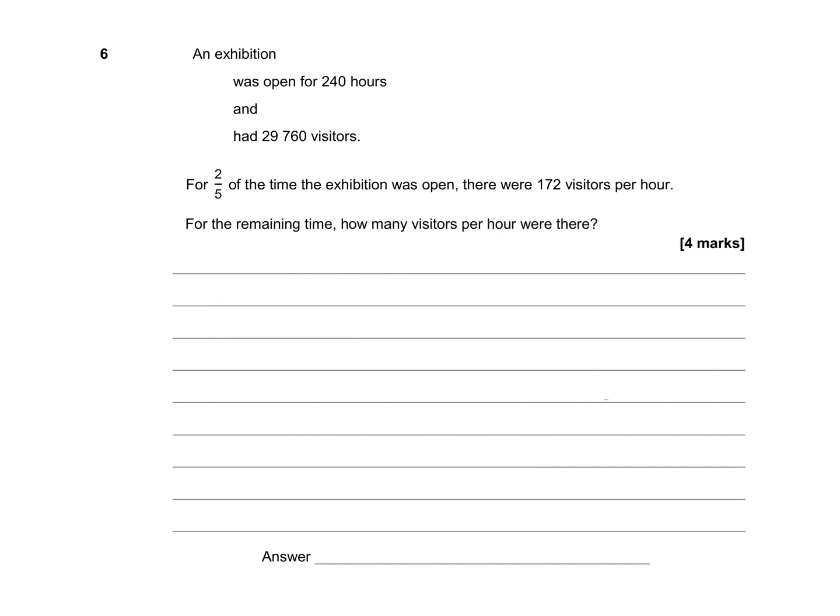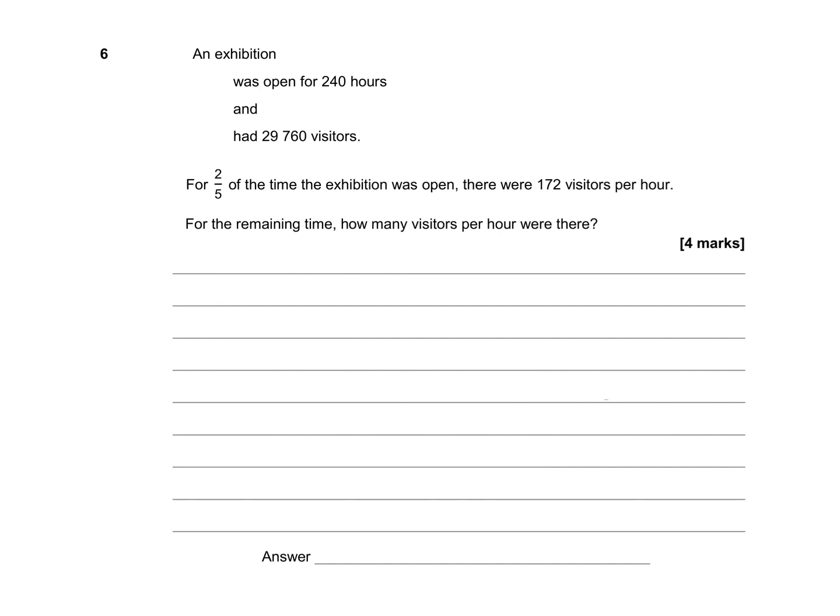An exhibition was open for 240 hours and had 29,760 visitors. For two-fifths of the time the exhibition was open, there were 172 visitors per hour. For the remaining time, how many visitors per hour were there?